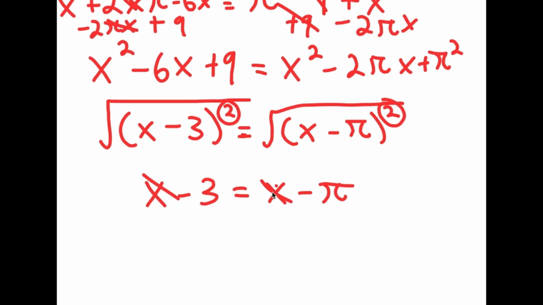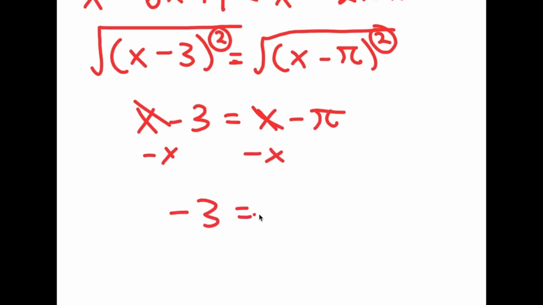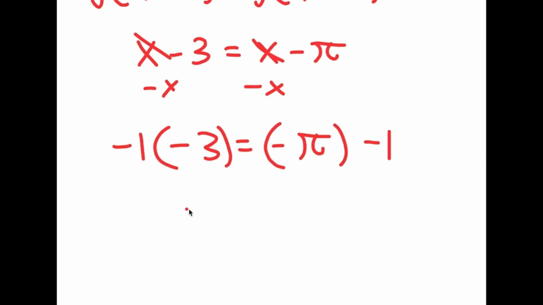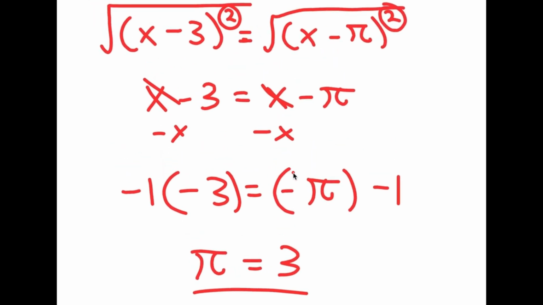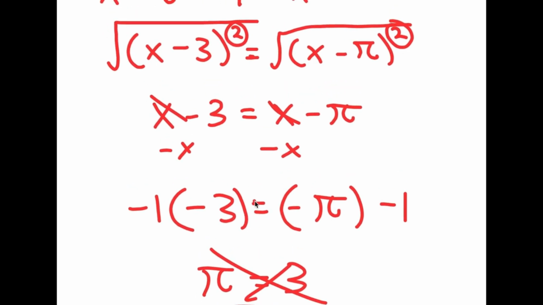So now I'm going to cancel these two x's out by subtracting x on both sides. So now I get negative 3 is equal to negative pi. And now if I multiply both sides by negative 1, I get pi is equal to 3. So there you have it. I just proved that pi is equal to 3. So now, where did I go wrong? Because obviously we know that pi is not equal to 3. So where did I go wrong?